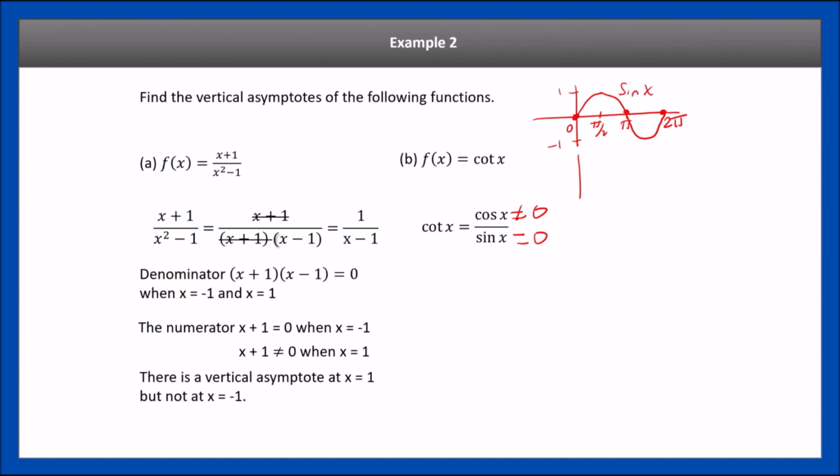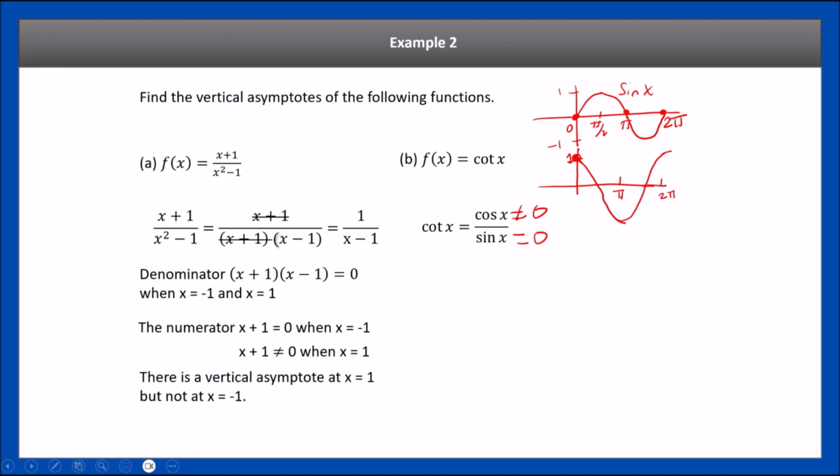Now if you were to do the same thing for cosine of x, well, we know cosine of x is 1 at x equals 0. Oops, sorry, I didn't mean to put a point there. The point is here at 1. And then at x equals pi, the function is actually -1, right? And then when we get to 2 pi, the function hits a value of 1. Okay? So we can see that when the sine is 0, the cosine is non-zero, right?